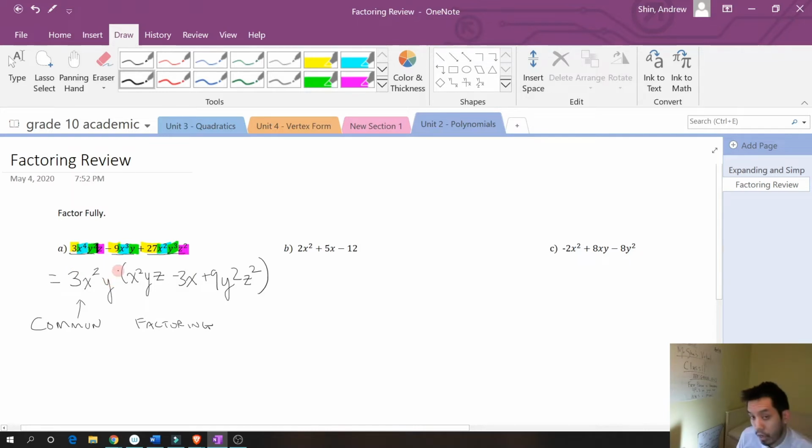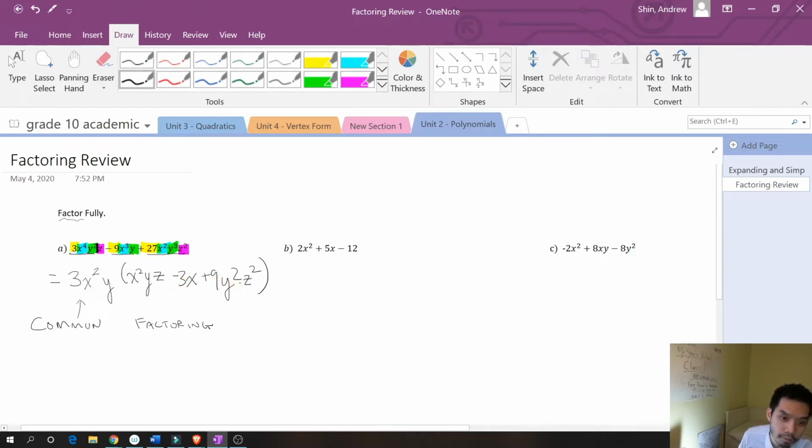We can check our work by multiplying it back out. So we've divided here. Factoring involves dividing. To check, we can multiply it back out. So 3 times this, 3x squared times y will give me this. 3 times -3 will give me -9. X squared times x will give me x cubed. Y times nothing will give me y. And so that's correct. The last one, 3 times 9 will give me 27.